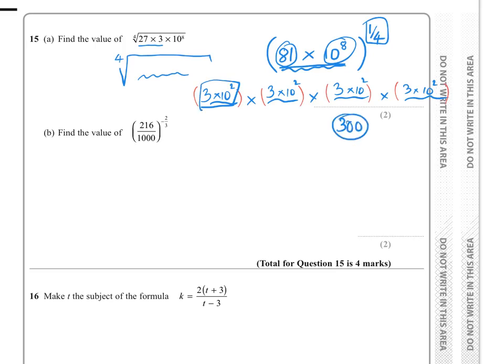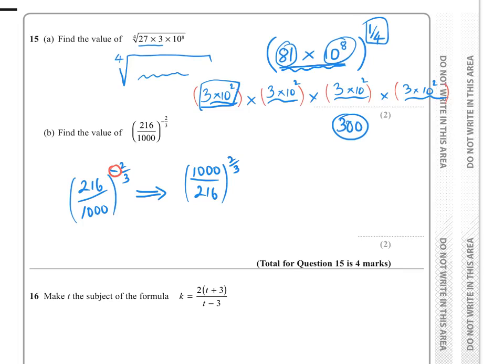So for part B, we've got to find the value of 216 1000ths to the power negative 2/3. Well, the first thing I would do is look at the negative sign here, which enables us to work out the reciprocal. So that would be the same as writing 1000 over 216 to the power positive 2/3.